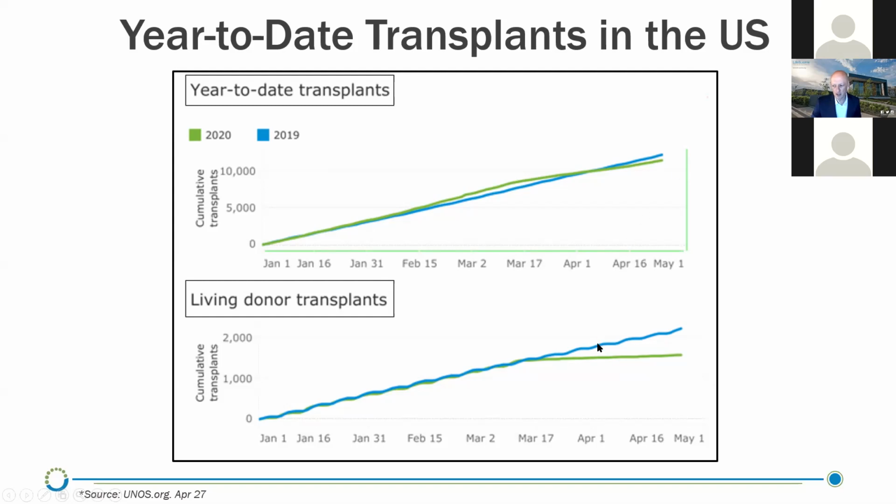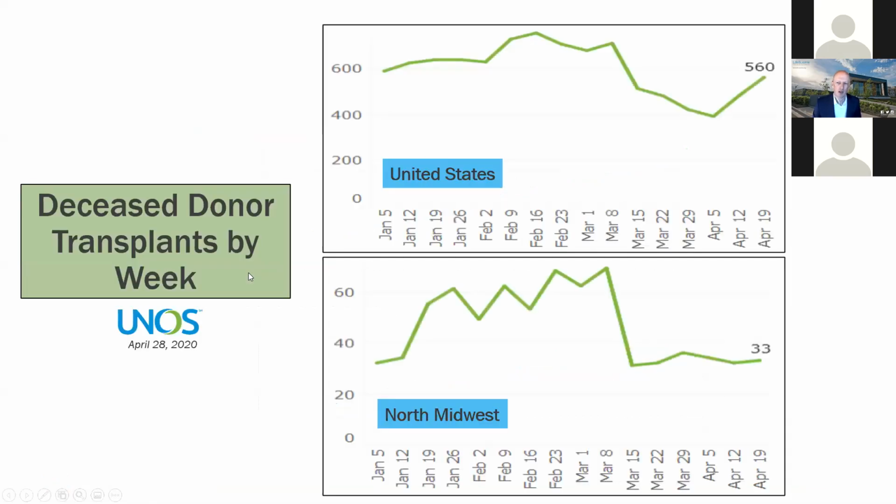The dramatic decline really did stand out in living donation, in that the amount of living donation really did result in a flat curve for the rest of May. And more specifically, looking at deceased donor transplants on a more weekly granular level, between February 1st and March 7th, we saw an average decline of about 20% across the board.